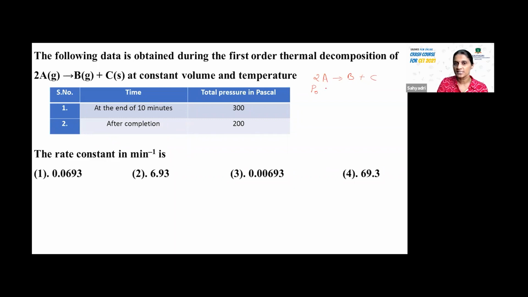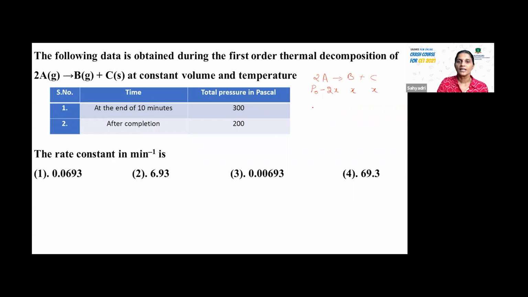Now, at any instant, how much is reacting? Let us take X atmosphere reacting, so 2X atmosphere of A reacts. What is the pressure of B formed? It is X, and C is also X. So at any instant, P naught minus 2X plus X will be remaining. Now, at the end of the reaction, all A will decompose to give B and C.